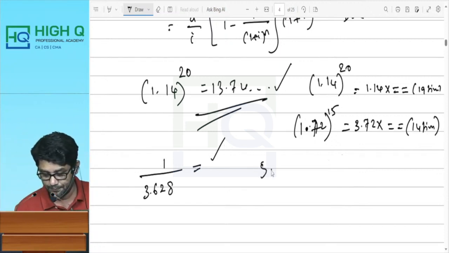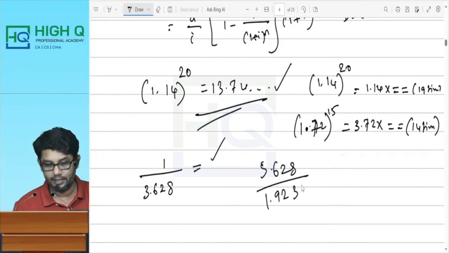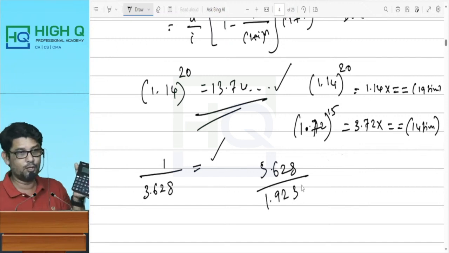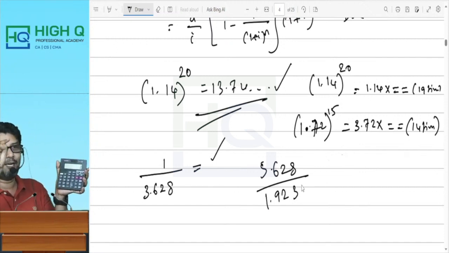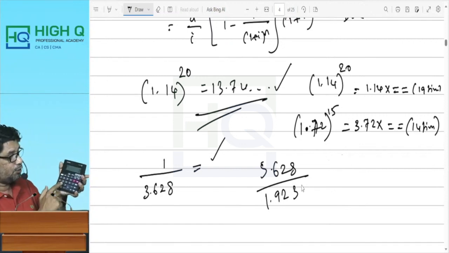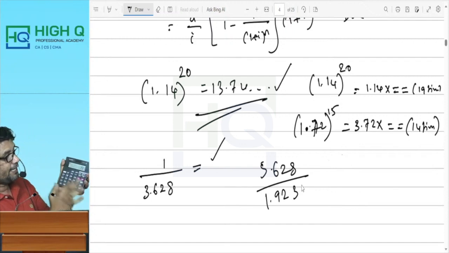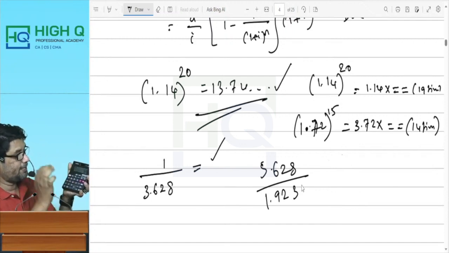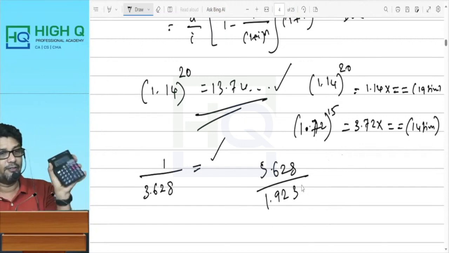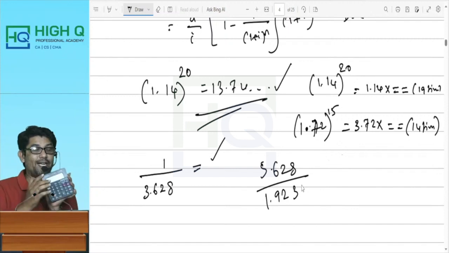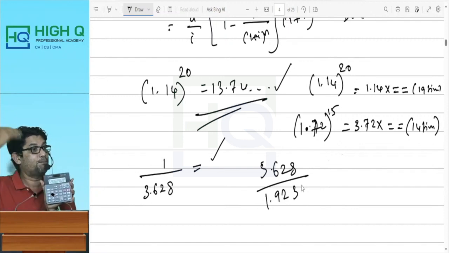For example, 5.628 divided by 1.923. How do you do it? You will do 5.628 divided by 1.923, that's what you do, no? What I do, I'll tell you. 1.923 divided by equal to, then multiplied by 5.628. Are we getting 2.92 something, my dear? If you use it like this, we can save a lot of time in time value of money.